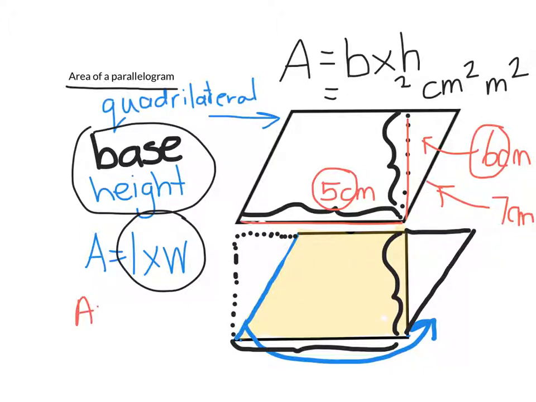I'll do it over here. Area equals base times height equals 5 times 6 equals 30 centimeters squared.